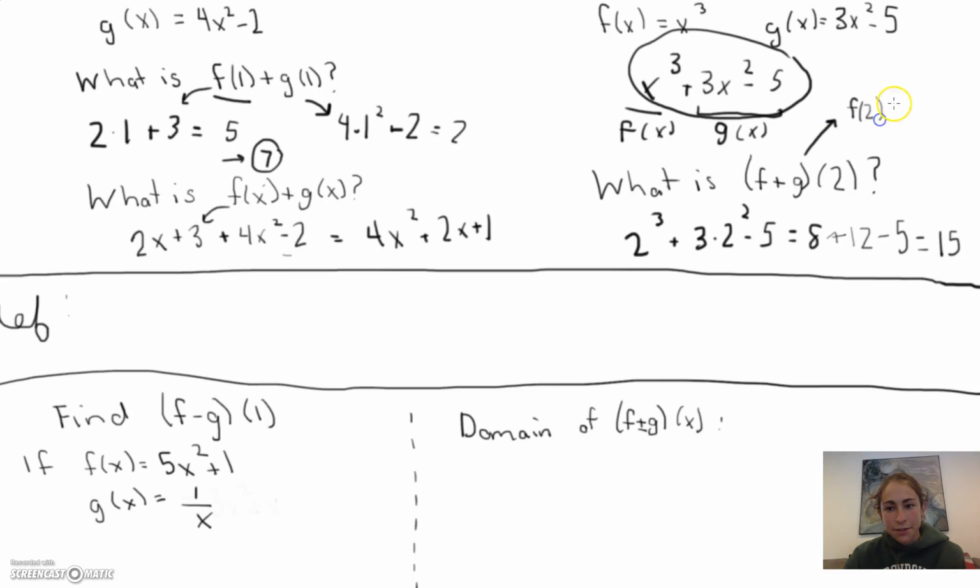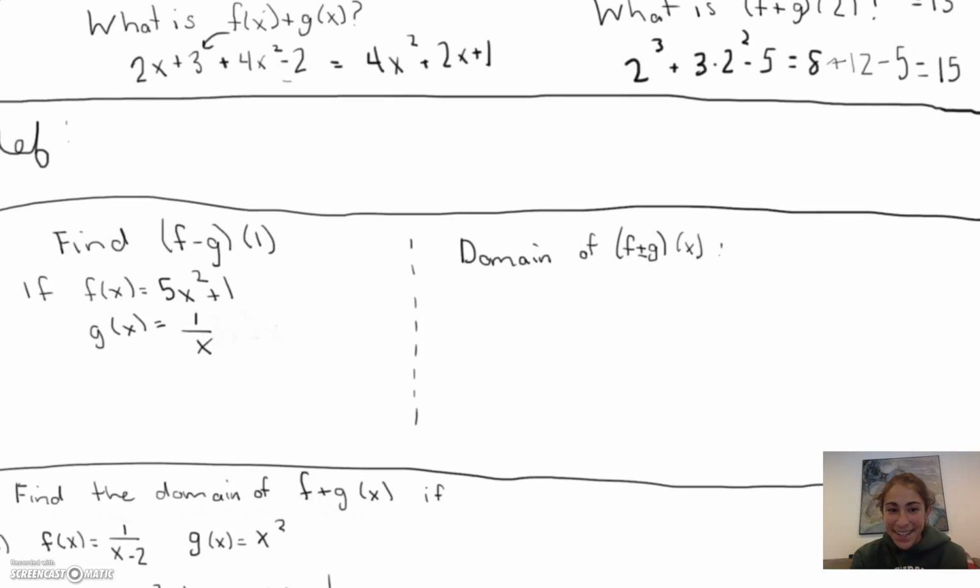Another way we could do this is, since we're just adding the functions, we could plug into Annie's function first, plug into Bob's function second, and add them together. So f of 2 is 2 cubed, so that's 8, plus g of 2 is 3 times 2 squared minus 5, and we get the exact same thing. We get 15 again.